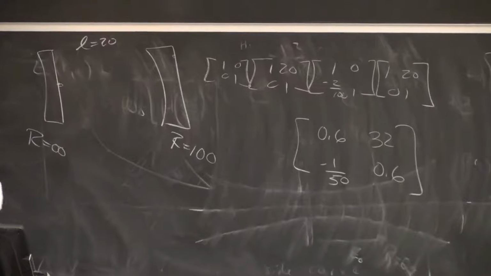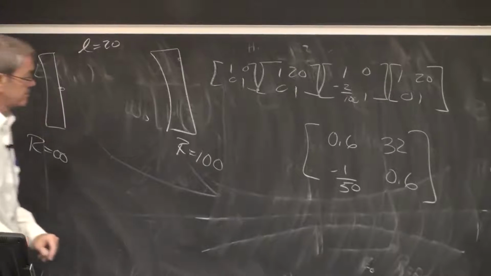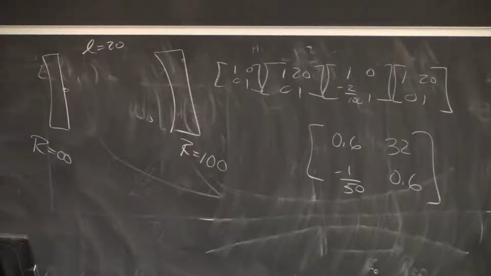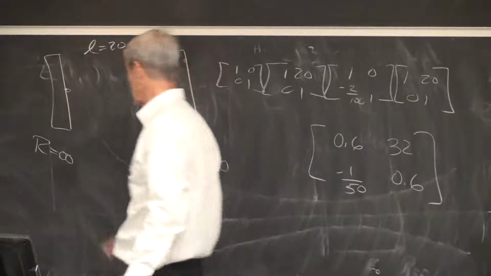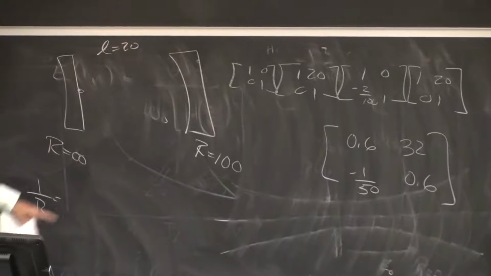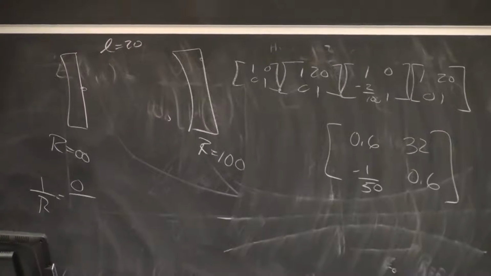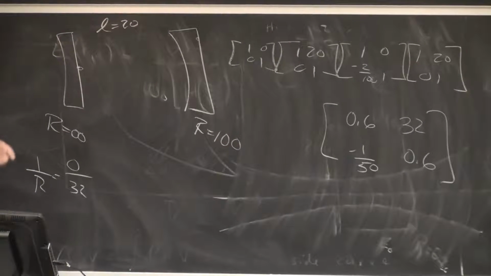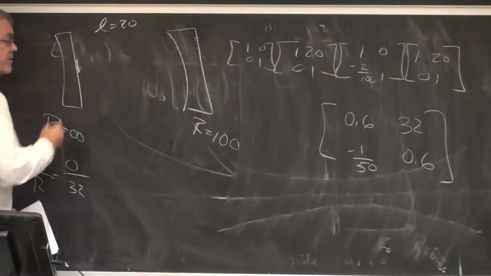Real numbers. Now, what's the radius of curvature of my mode right there? So 1 over r of z, 1 over r at that point, is equal to a minus d, 0.6 minus 0.6, which is 0, over b, whatever it is, 32. So 1 over r is 0, r equals infinity. So I've got a plane wave right here. So it turns out my field is planar right there.